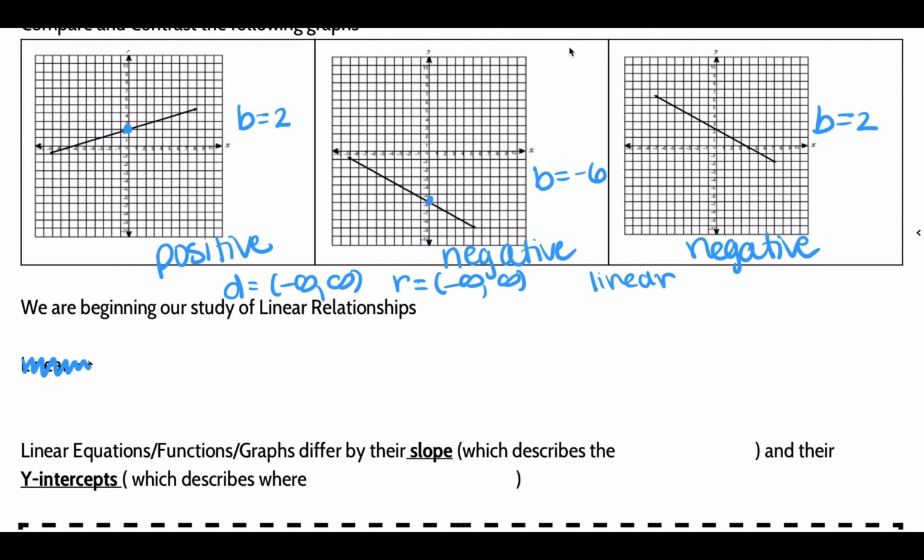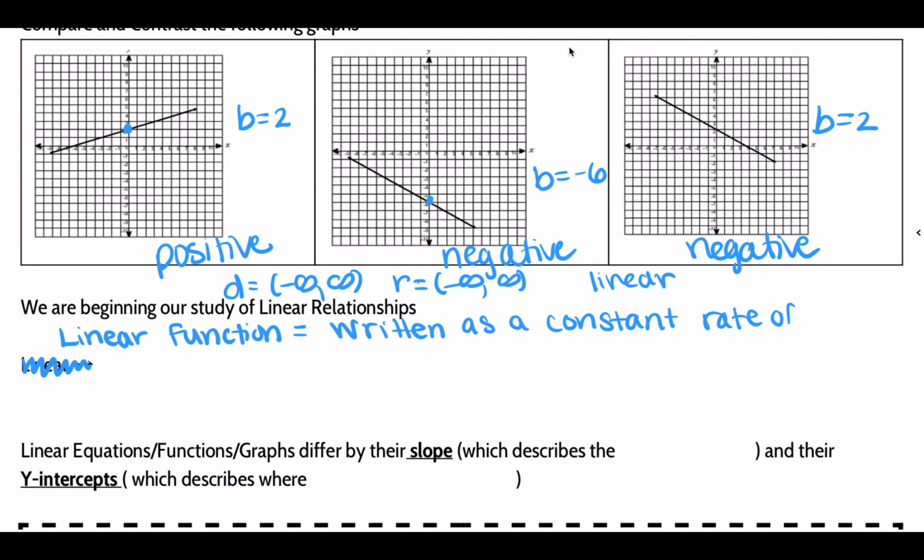So for a linear function, I'm going to cross this off. A linear function is written as a constant rate of change and is in the form y equals mx plus b, which should be similar to something you learned your freshman year in Algebra 1 or in formal algebra, and you also would have worked with it in geometry a little bit.